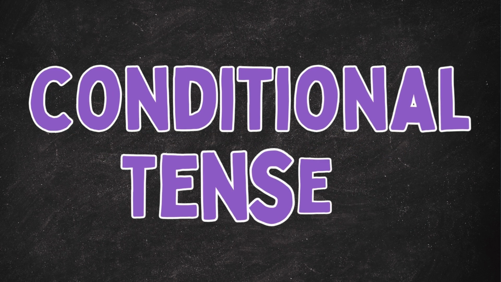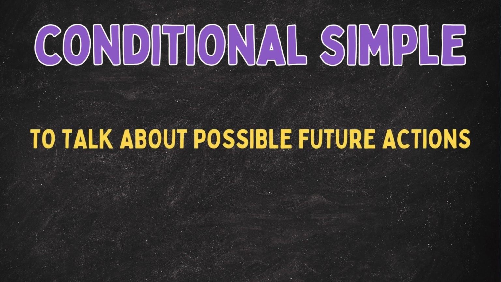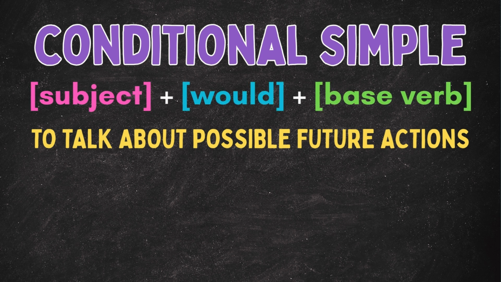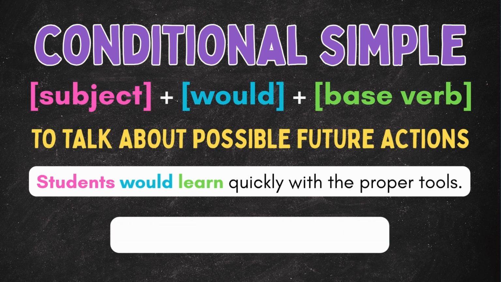Finally, the conditional tenses. Conditional simple. The conditional simple is used to talk about possible future actions. The sentence structure consists of subject plus would plus base verb. For example, students would learn quickly with the proper tools. She would teach if she were asked.